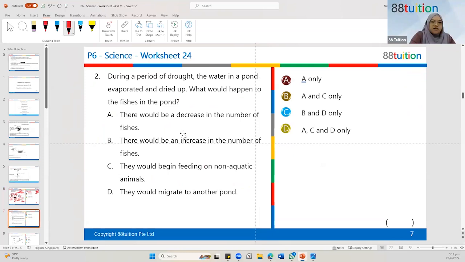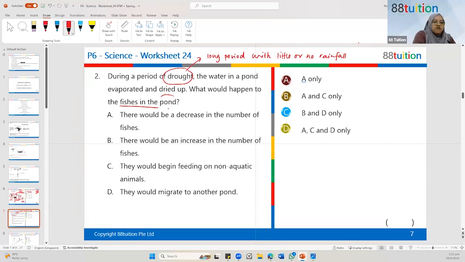Okay, question number two. A period of drought simply means a long period with little or no rainfall. So if a place has a period of drought, it probably means that place is going to be very, very dry. Lack of water. So what will happen to the fishes in the pond when this happens? Because the water in the pond evaporated and dried up.